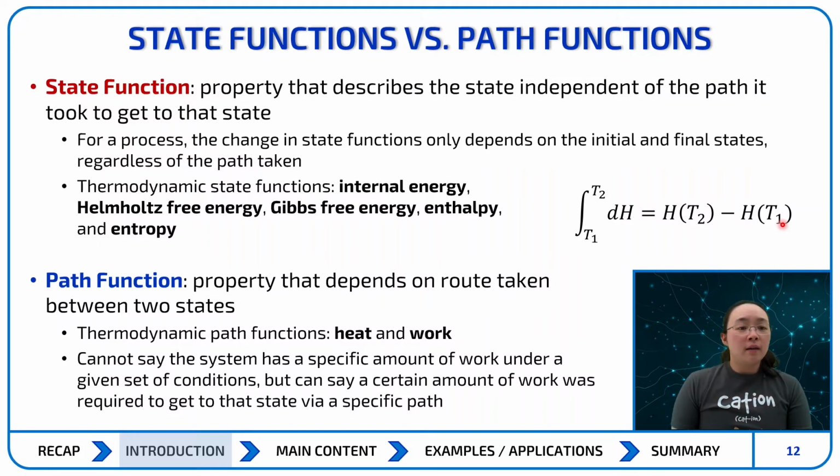A path function is a property that depends on the route taken between two states. So thermodynamic path functions that we have to worry about are heat and work. So we can't say that the system has a specific amount of work under a given set of conditions. You always have to say that a certain amount of work was done to get to that specific state through a specific path. So hopefully that makes it clear what the difference is between a state and a path function.